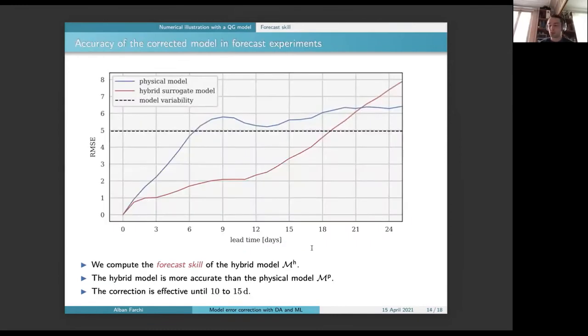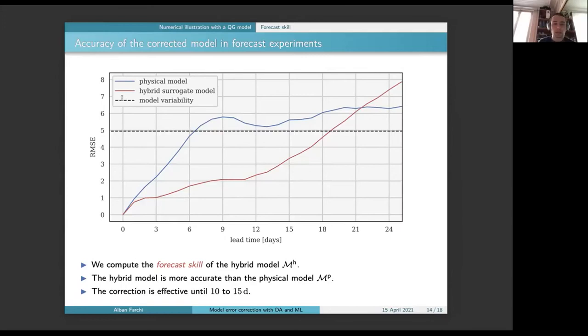So we start with the forecast experiments, and what we compute here is the forecast skill of the hybrid model. The forecast skill is defined as root mean square error after a fixed lead time starting from the correct initial condition. So you have in blue the forecast skill of the physical model without the correction, and you have in red the forecast skill of the hybrid surrogate model.